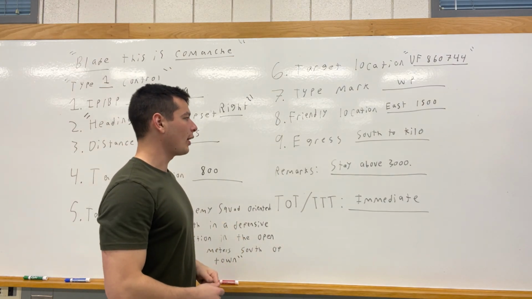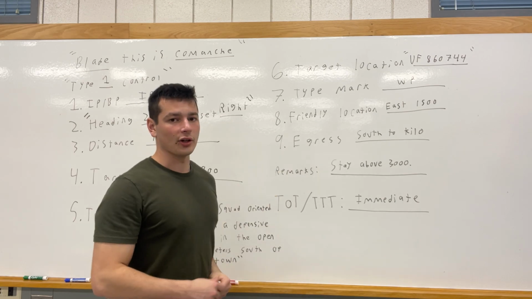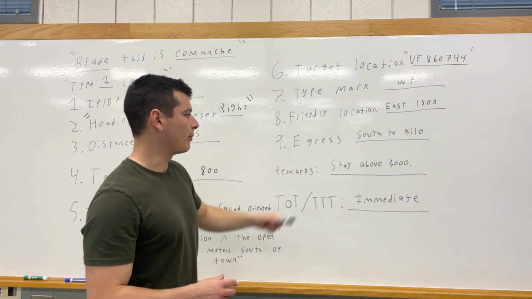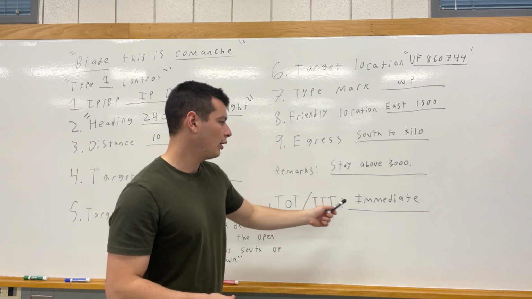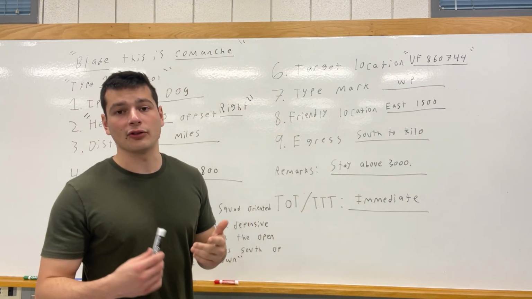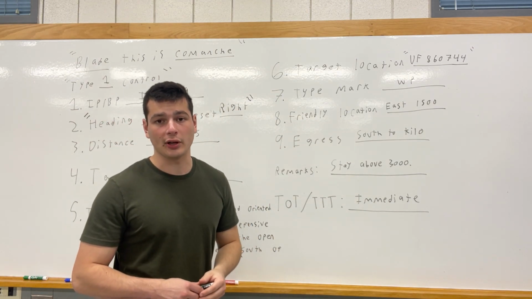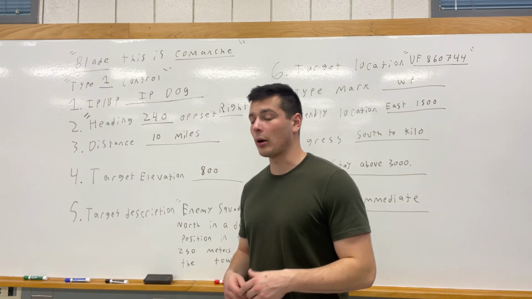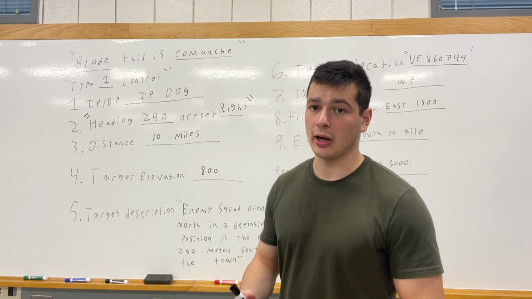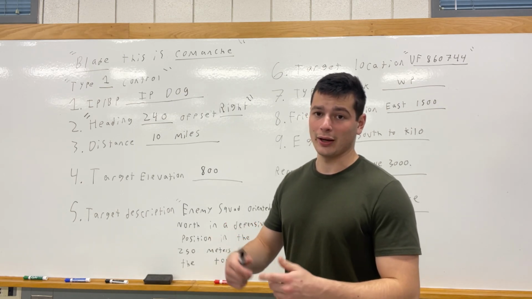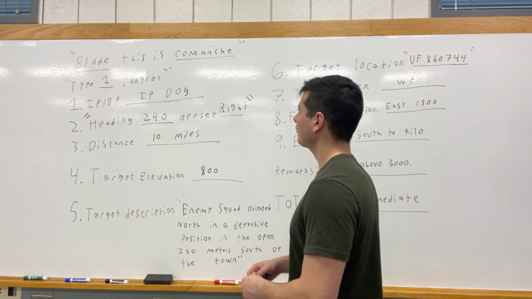And line 9, egress, pretty simple here, egress south to Kilo. Remarks, stay above 3,000 feet, and our time on target or time to target, in this case, immediate, meaning as soon as the aircraft is able to release that ordnance, it's going to release that ordnance. So I'm going to rattle off the whole thing so that you guys can hear what an actual CAS would sound like without me jabbering in between and kind of trying to explain everything.